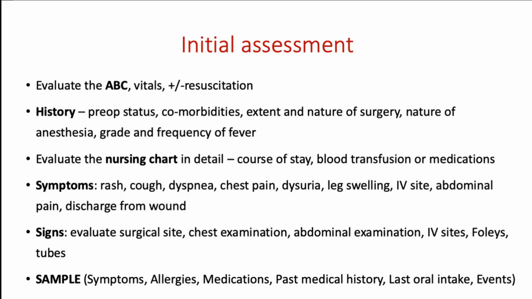So the first step is history. History is the most important. You should know about the preoperative status of the patient, which can be taken care of by the notes present with the patient, or you may even ask the treating doctor. So pre-op status should be known, and the comorbidity should be assessed, whether there was controlled or uncontrolled diabetes, any thyroid ailment, any adrenal ailment. Then the extent and nature of the surgery is very important. The nature of anesthesia is very important, and the grade and frequency of the fever also need to be assessed.